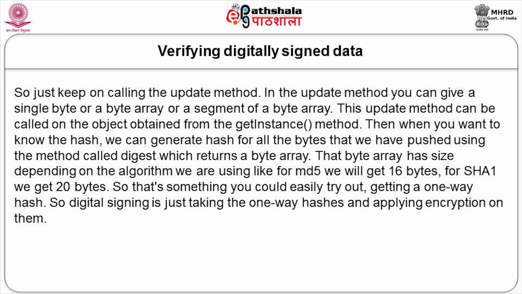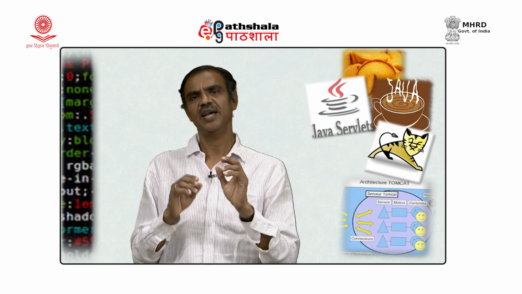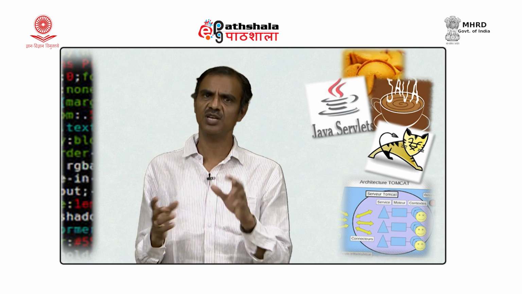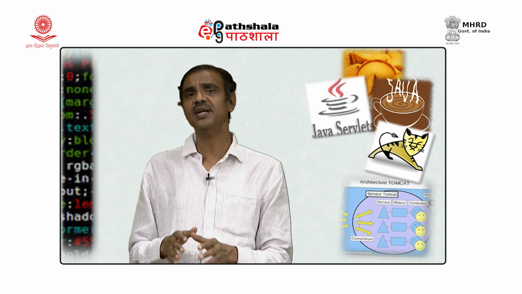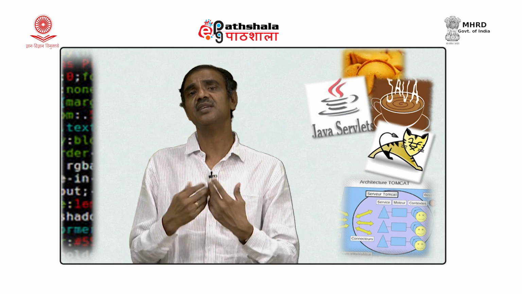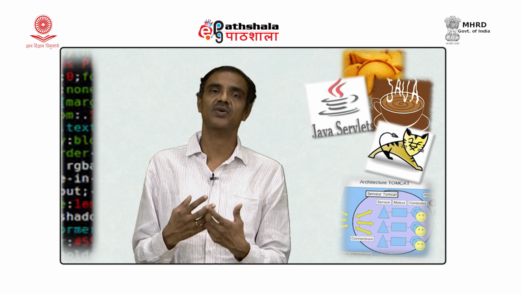In update you can give a single byte, you can give a byte array, or a segment of a byte array. That kind of update method is available on the object of message digest, the object which has been created by specifying a particular algorithm. So, for that algorithm you have a message digest, and once you have updated the message digest object with all the bytes, you can generate the one-way hash for all those bytes which have been pushed in by using a method called digest.